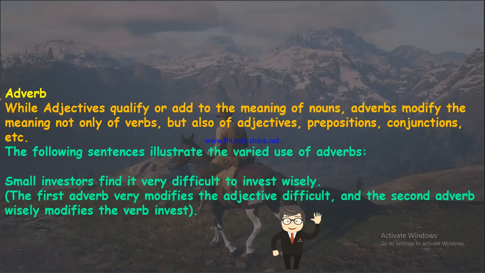Now let's talk about adverbs. We know that adjectives qualify or add meaning to the noun, but adverbs modify not only nouns but also verbs, adjectives, prepositions and conjunctions. For example, small investors find it very difficult to invest wisely. In this sentence, what kind of investor? Small is the adjective. They find difficulty to invest, and wisely is adding more meaning to it. It is called an adverb.